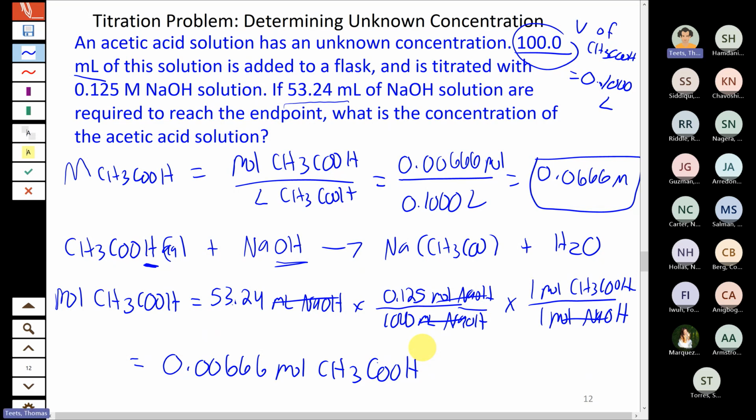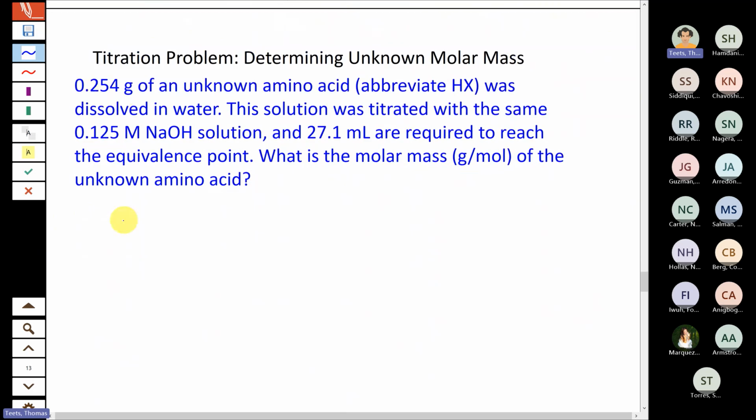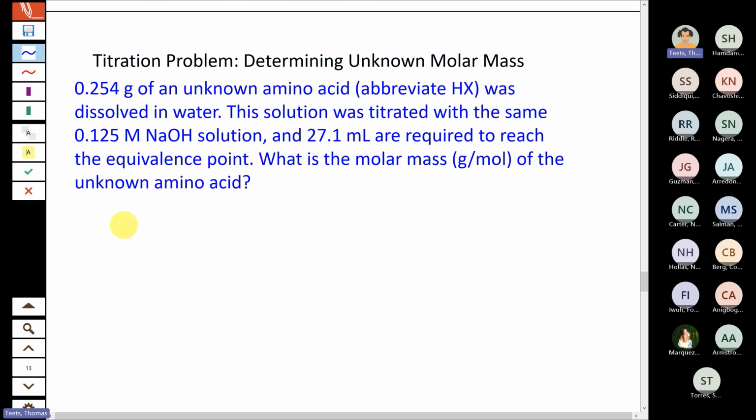Now, besides calculating molarity, there is a couple other things we can do with titration that you'll sometimes see. One of those is to determine an unknown molar mass. Sometimes if you're trying to identify an unknown compound, we don't know the formula of that compound, getting the molar mass is sort of part of the equation to figure out what is this substance. And so you can do that with titration.